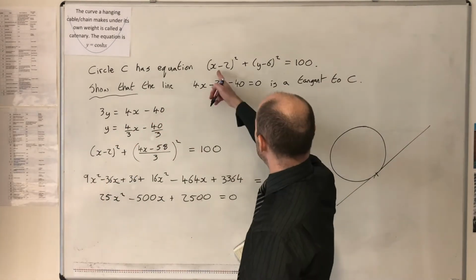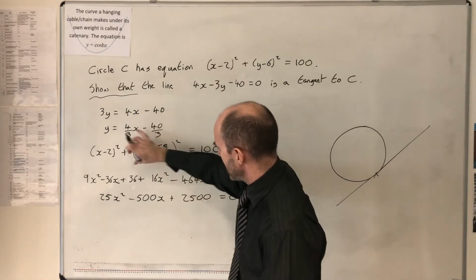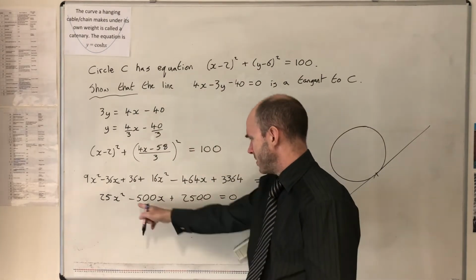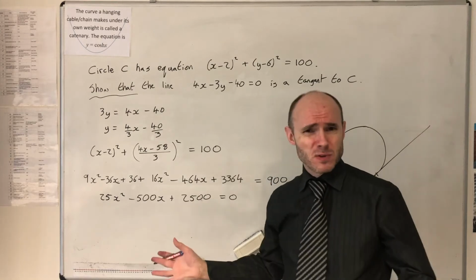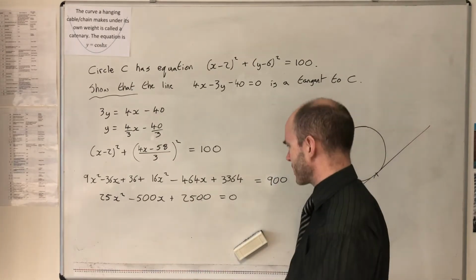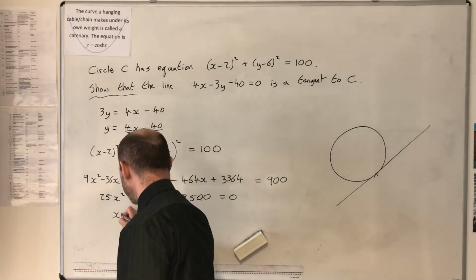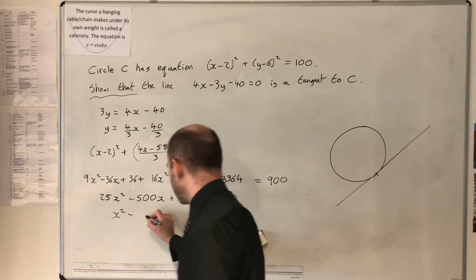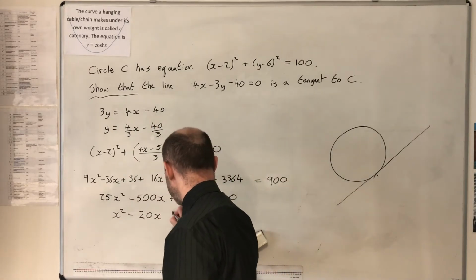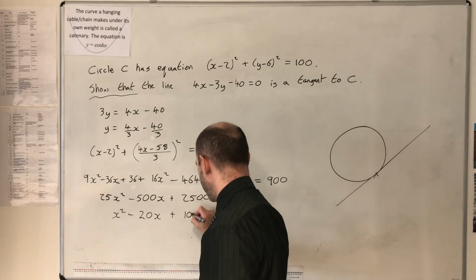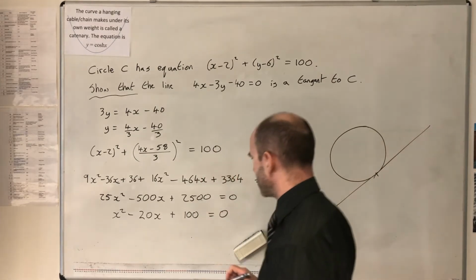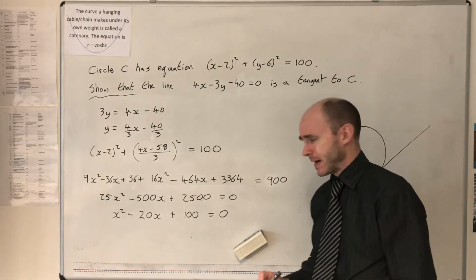Isn't it nice when things just work out that way? When you've got awkward things like the fractions here, and then all of this, I'm just going to divide that by 25 now. That's absolutely lovely. I really am loving the way that's worked out. So divide by 25, we've got x squared minus 20x, and then plus 100 is equal to 0. Lovely, I can see how that factorises, can you?